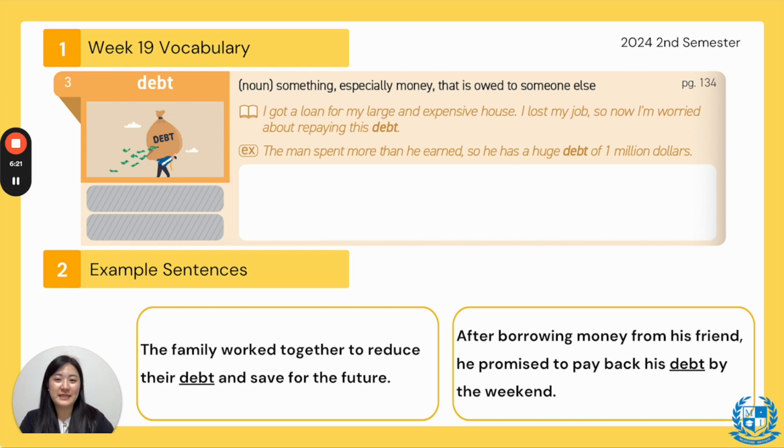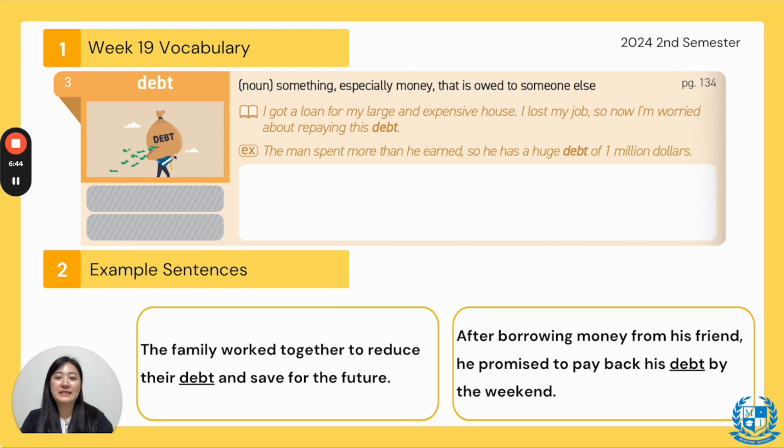Example sentence, let's read together. The man spent more than he earned, so he has a huge debt of $1 million. Oh, that's a lot. Meaning, you keep spending money, maybe on your credit card, and it's not money that you have. So it ends up being debt, money that you owe back.